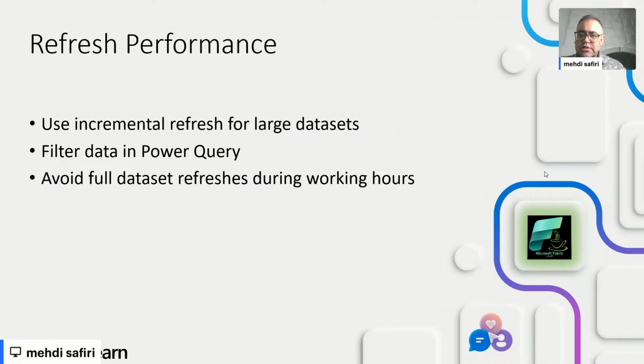And the next part is refresh performance. Refreshing large data sets can be a bottleneck. Use incremental refresh wherever possible and filter your data early in Power Query. You don't need to load the entire table all the time. Just bring the changes. Incremental load means that you are not supposed to load all the data in every refresh, just the rows that are updated, deleted, or newly inserted in your data model.